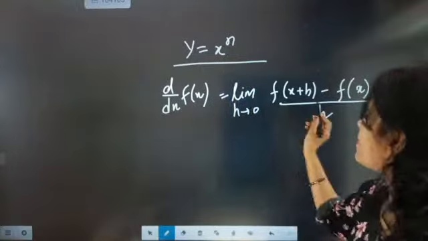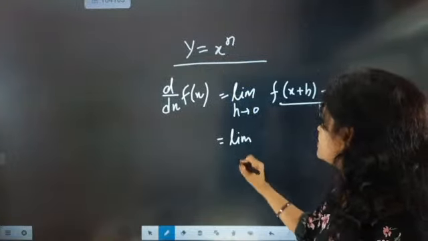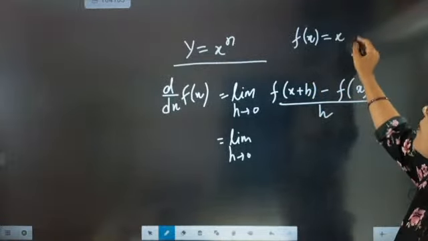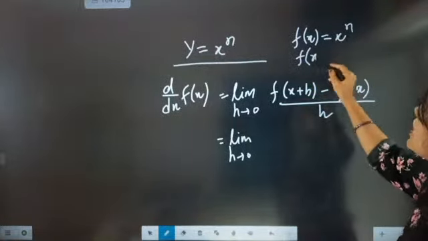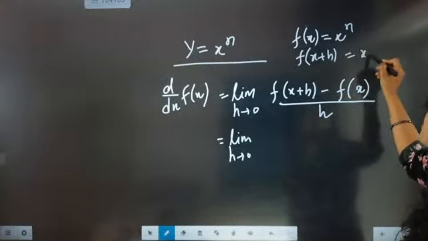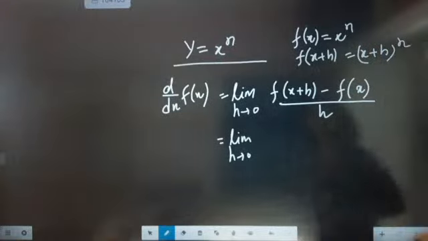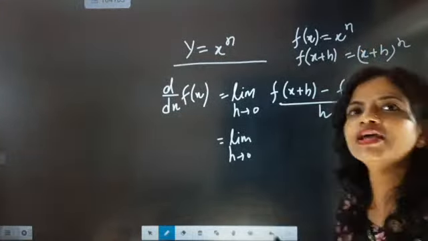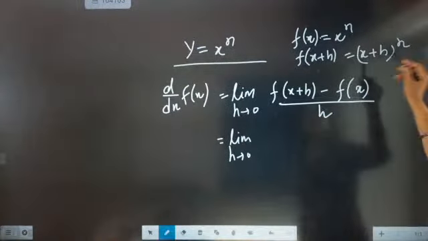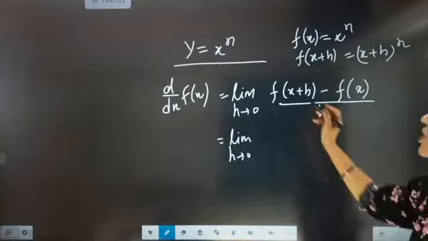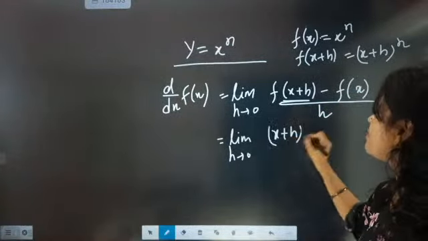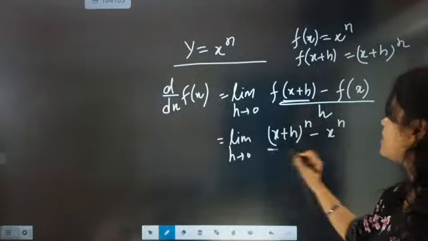Now x to the power n, Pooja, Shreya, start solving, beta. If f of x is equal to x to the power n, then f of x plus h will become x plus h to the power n, while f of x is x to the power n. So we write the limit of x plus h to the power n minus x to the power n, by h.